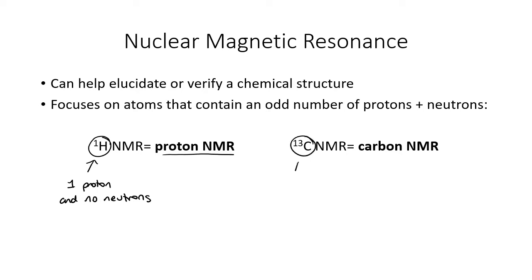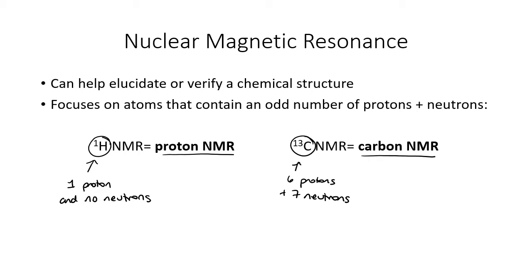Carbon-13 contains 6 protons and 7 neutrons. Now, carbon-12 is the most abundant isotope of carbon. Carbon-13 only makes up about 1% of carbon atoms that exist. However, since carbon-13 is the only carbon isotope with an odd mass number, it's the only one that's detectable by the NMR machine. So carbon-13 is known as carbon NMR.